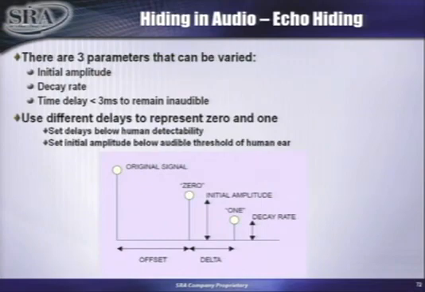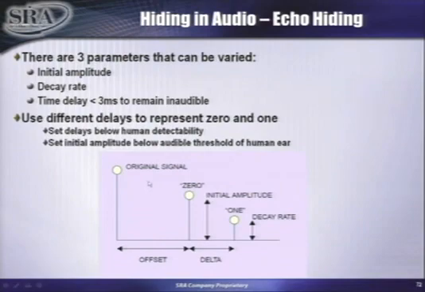There are 3 parameters that can be varied. Of course, you can vary the initial amplitude, you can vary the decay rate, how fast it goes down in amplitude, and you could vary the time delay. They found through experimentation that they needed to keep the time delay under 3 milliseconds in order for it to not be perceptible. Once you start delaying it more than that, the human ear can start picking up these echoes. So basically, we just use different delays to represent different bits. Here's a 0, here's a 1, and you embed that in there. And that's the easy part.